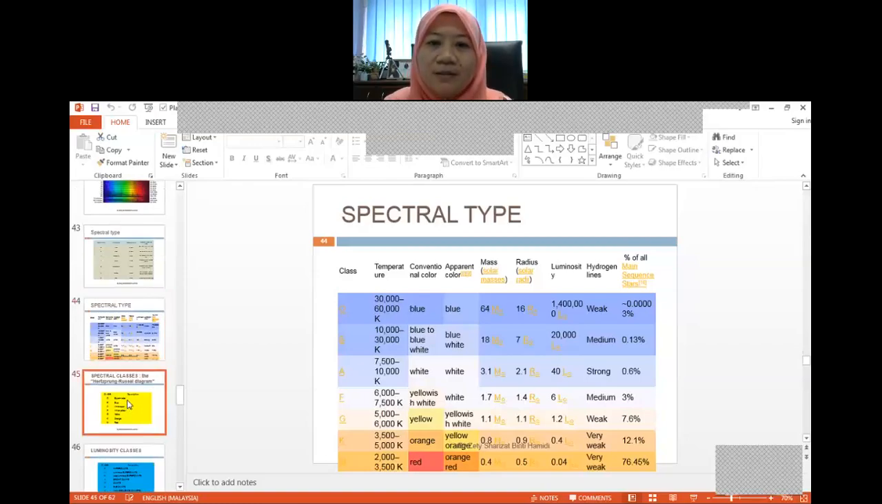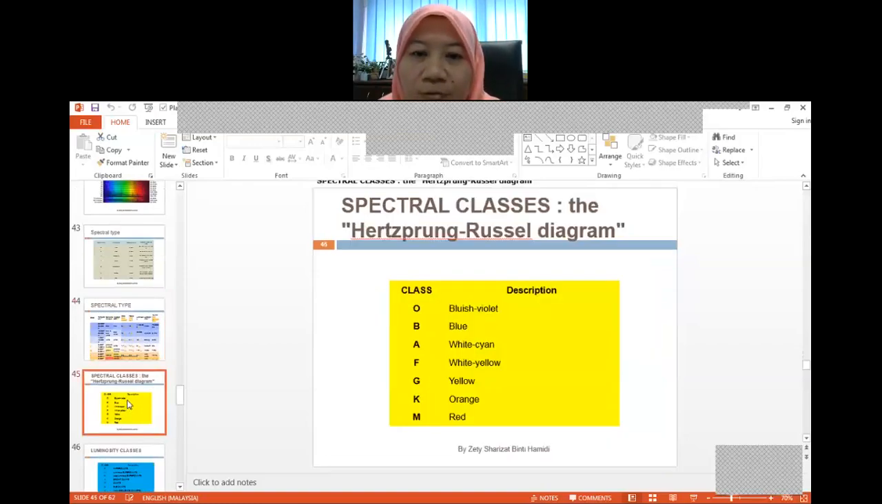Right. If you look at the spectral class compared to the colors, this is the schematic diagram where we have the O class, which is bluish violet, blue for the B class, white cyan for the A class, white yellow for the F class, and then a yellow like our sun for the G class, orange for the K type, and red for the M class. So this is the range of the colors with the spectral class.